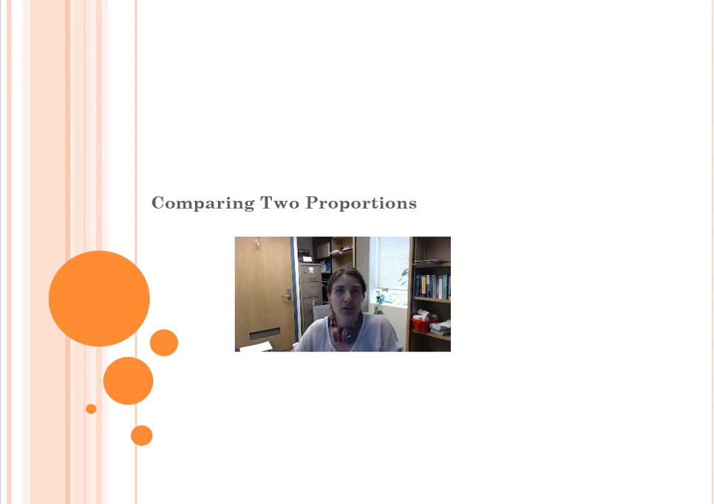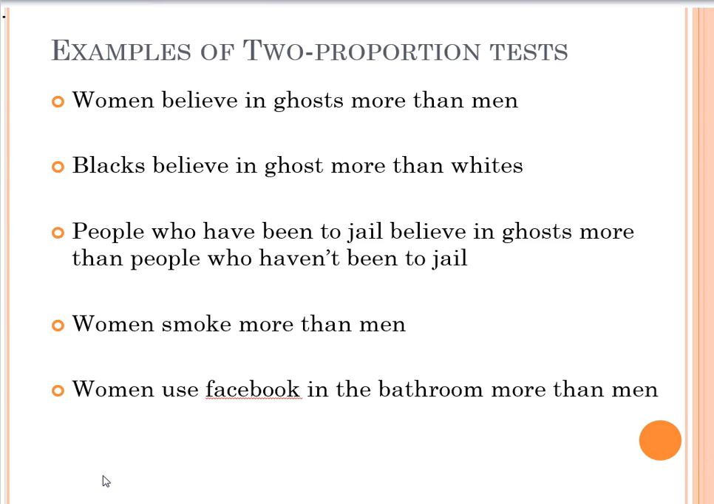So now that you guys have learned how to run hypothesis tests looking at one proportion, we want to move on to running a test comparing two different proportions. So I showed you a few examples of what a two-proportion test might look like. In a two-proportion test, we're comparing two different groups of things. So we may compare men versus women, or a control group versus a treatment group.